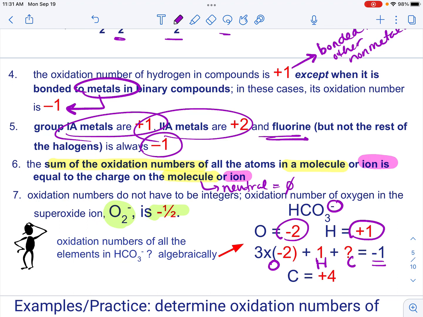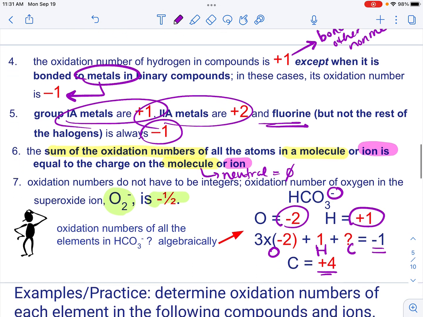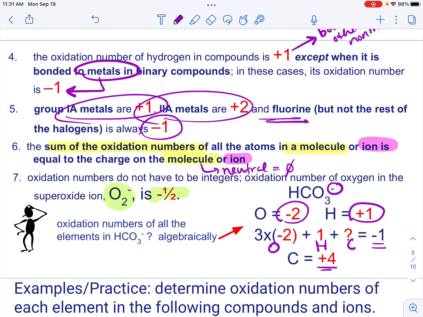So when I set up the algebra, I get a total for the carbon of +4, and there is only 1 carbon there. So the oxidation number of the carbon would be +4. So if I asked you to list them, you're going to list them. Hydrogen equals +1, carbon equals +4, and oxygen equals -2. Notice that we're talking about each oxygen, not the total of all the oxygens.